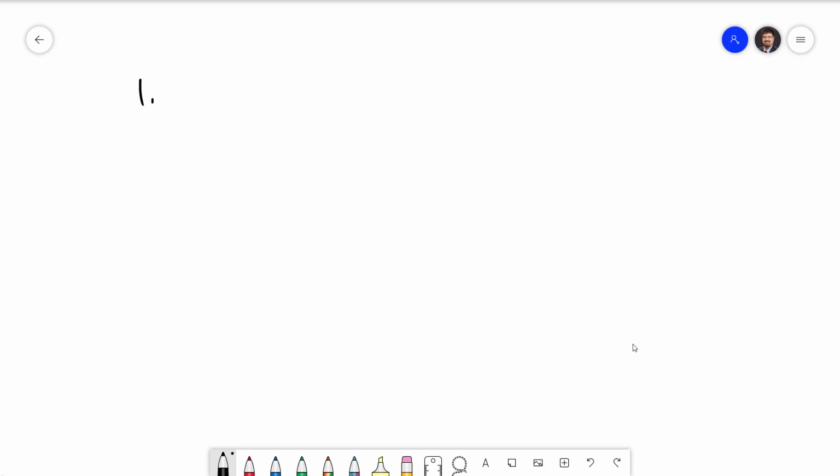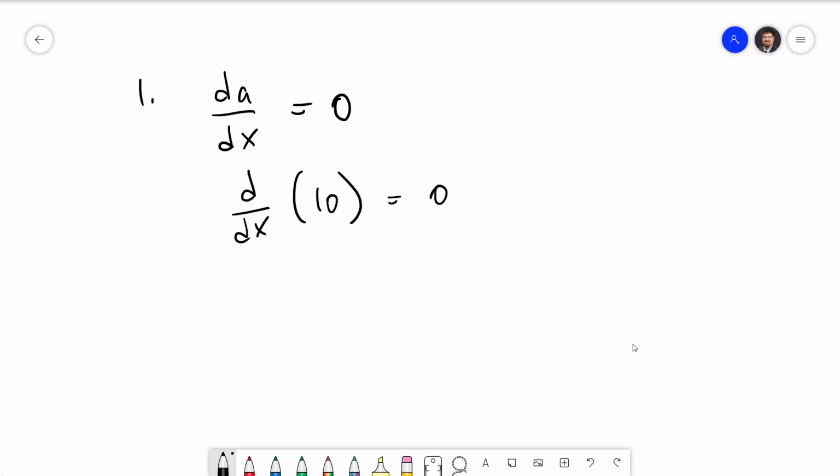Number one, the derivative of a constant is 0. We write this as dA dx equals 0, where a is just a constant. It's just a number. Derivatives tell us the rate of change of a function as x changes. Since a number is always just that number, it can't change, so the derivative is going to be 0. For example, the derivative of 10 is 0.